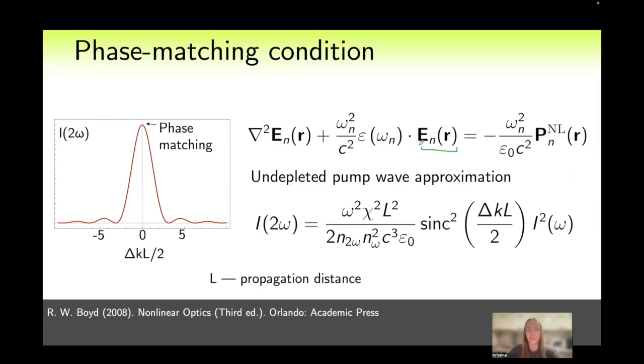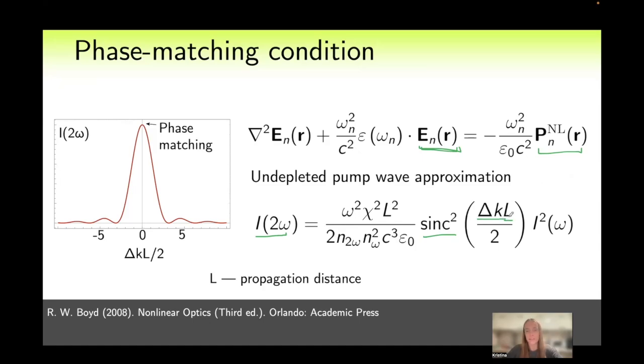In Boyd's book, it's shown that based on Maxwell equations, we can write the following equation for individual frequency components En, relating them to the corresponding nonlinear polarization. Solving such an equation, we find that the intensity of second harmonic is proportional to the function sin x over x, which depends on delta k. The letter L denotes the propagation distance, so we observe the intensity at some particular distance. And at this distance, we would like to measure second harmonic.